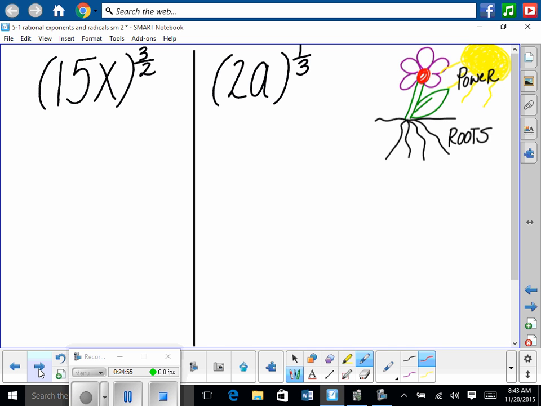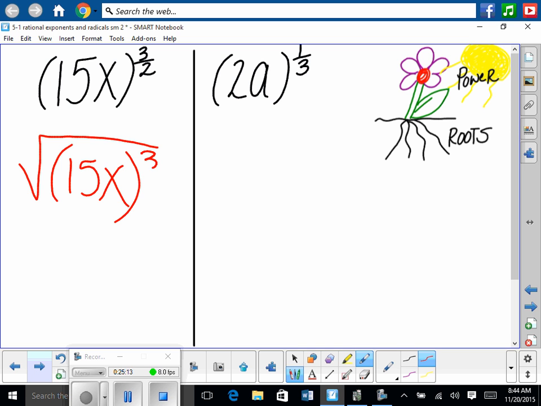15x. Guys, pay attention to the little details. Once again, 15x raised to the 3/2 power. Is there parentheses? Yeah. So are they both under the same root? Yes. So it's a what root? It's a square root, and then is 15 and x both raised to the same 3rd power? Yes. So I have to put it in parentheses, right? Yes. Okay.